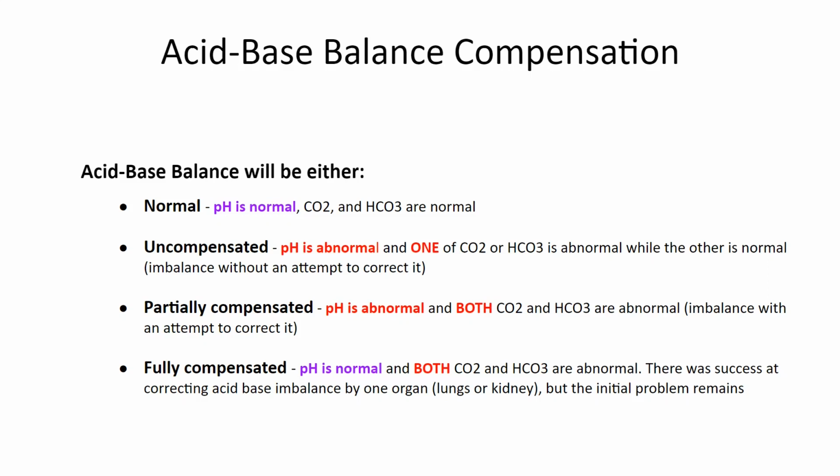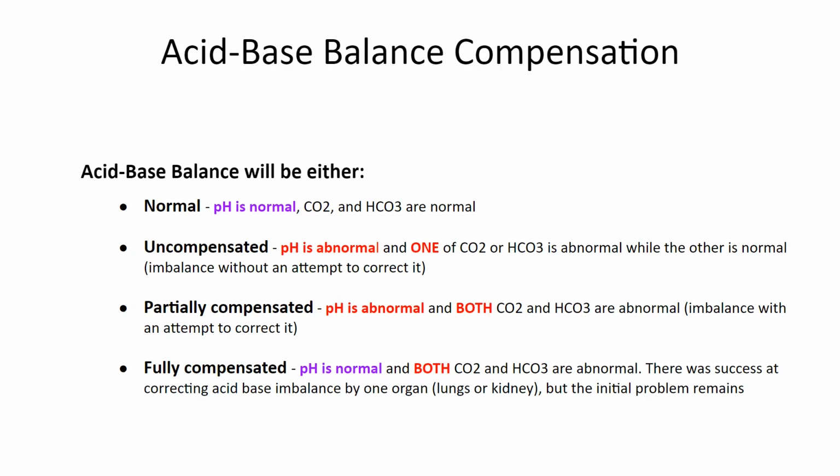One of them is off and is causing the abnormal pH, and the other hasn't begun to change. It hasn't begun to work to fix the pH by compensating with more or less acid or base. Remember, the body will always work to keep the pH within the normal, life-sustaining range.